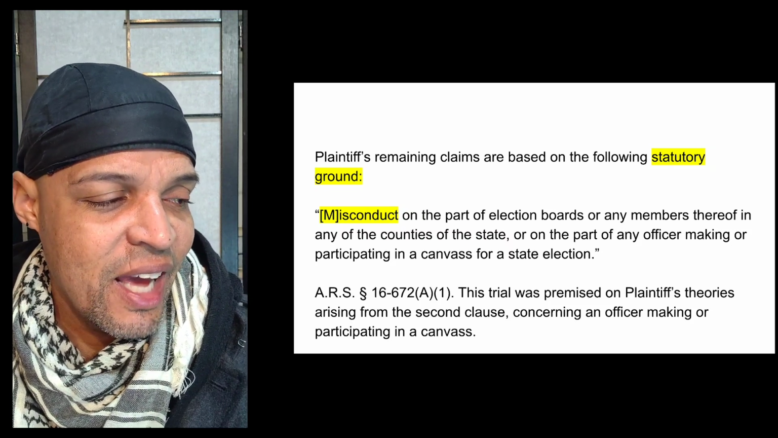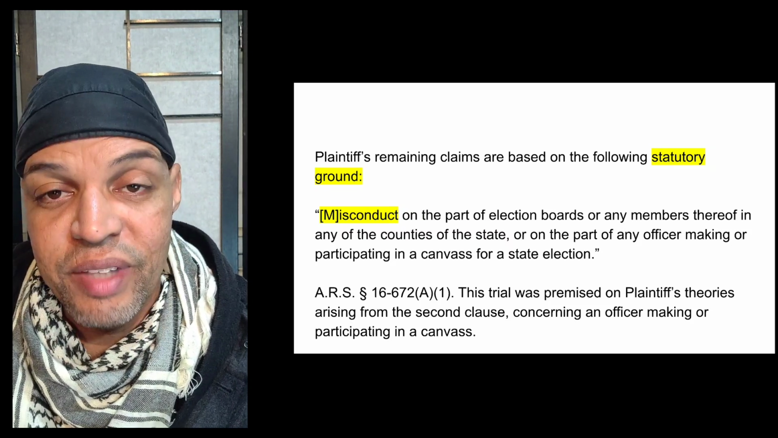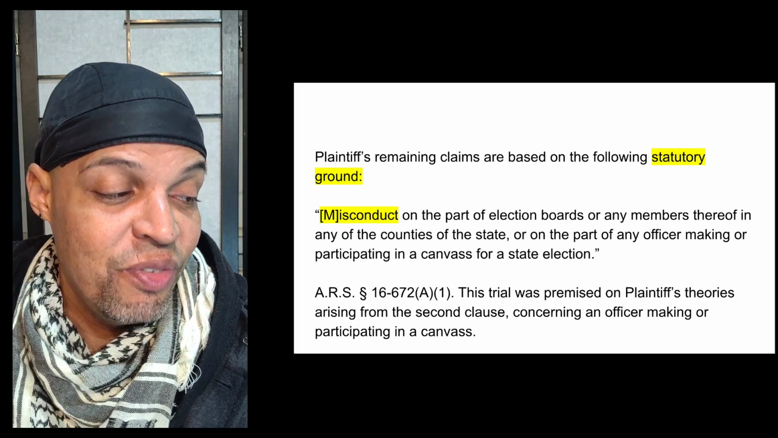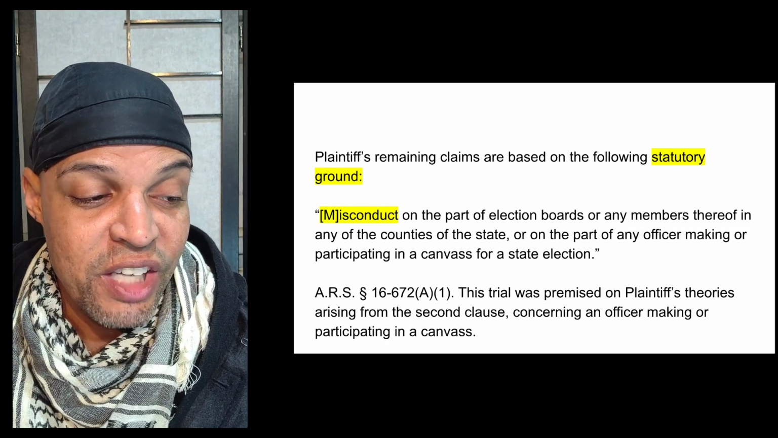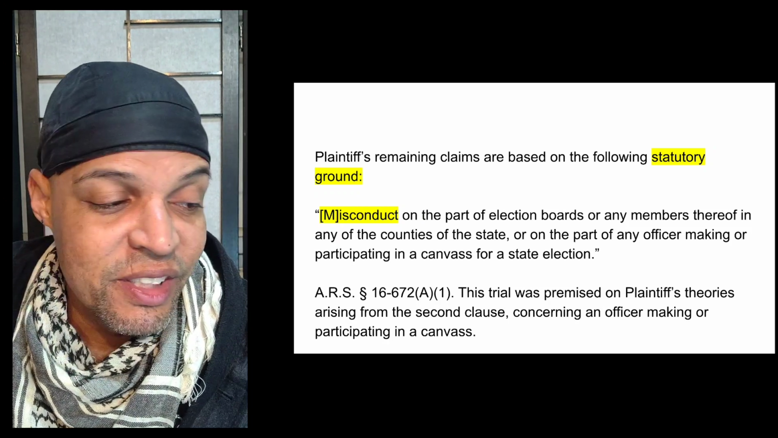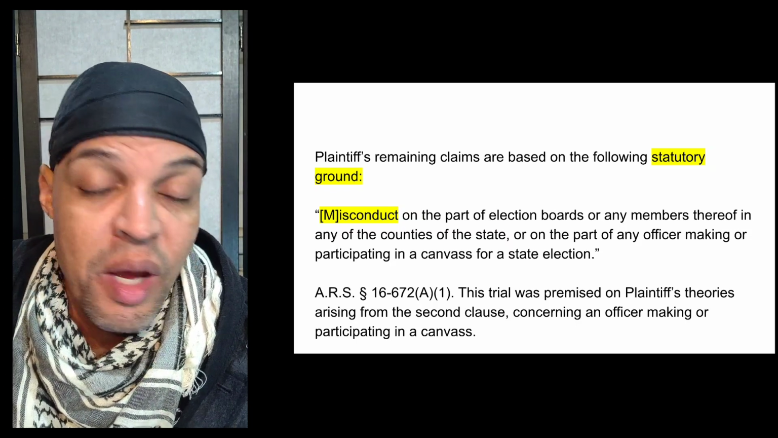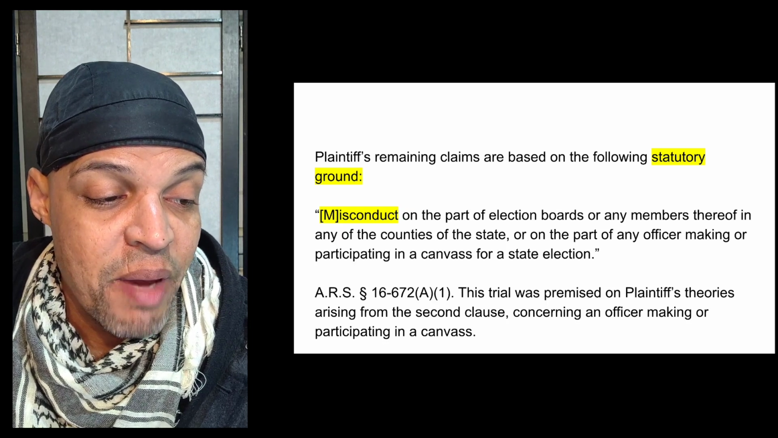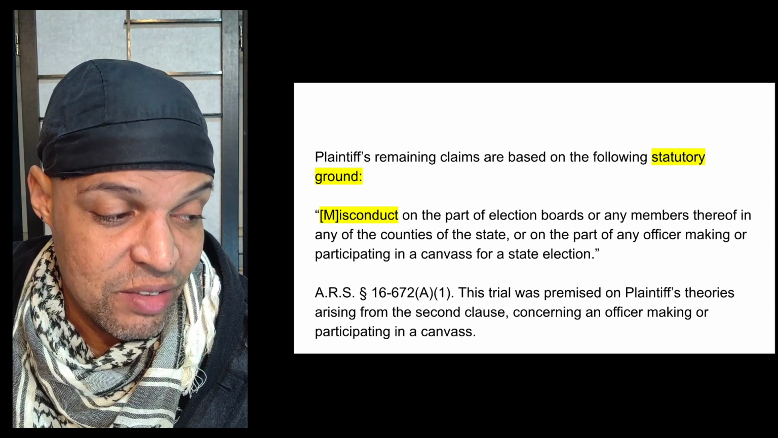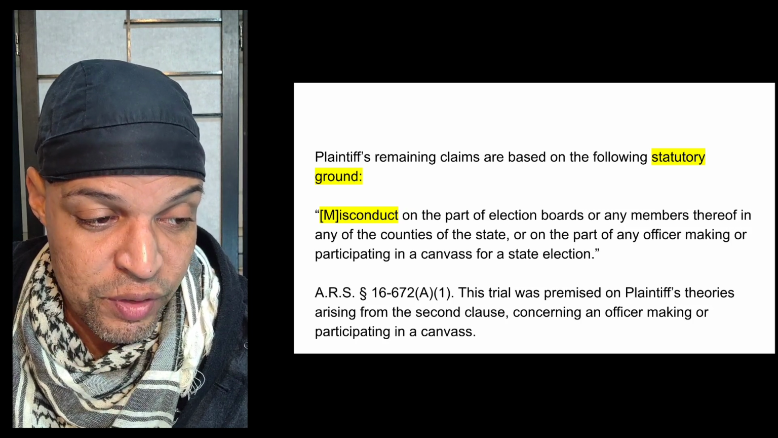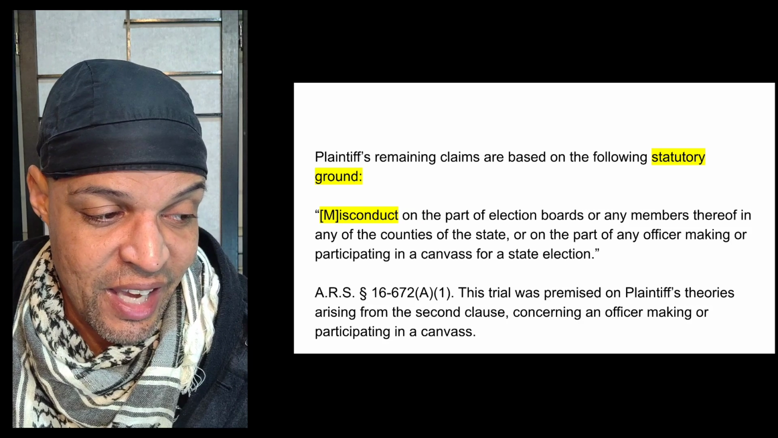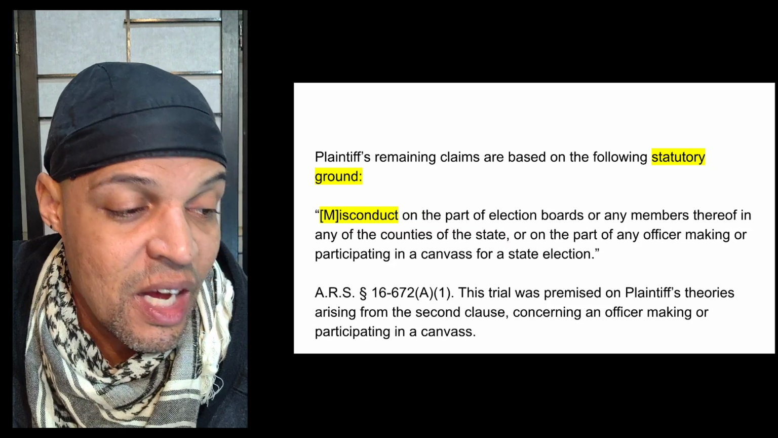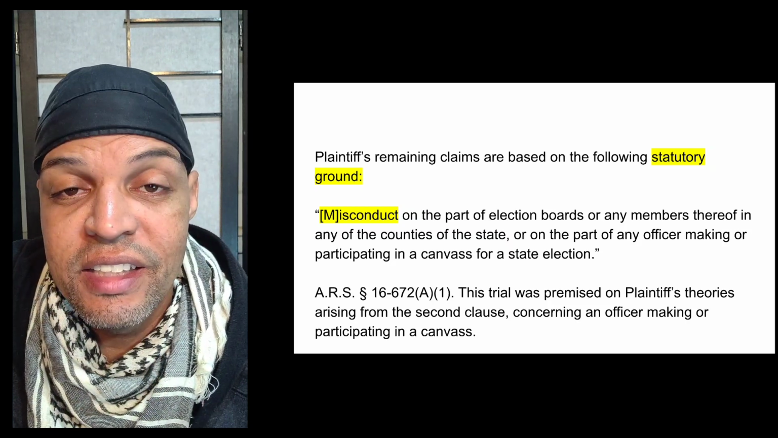All right, and then we got another highlight, right? Misconduct, that's what they're focused on. So flip that and put in maladministration. If it reads like misconduct on the part of election boards, they're going to get away every time. The judge is going to dismiss this every time. But if you throw in maladministration on the part of election boards or any members thereof, in any of the counties of the state, or on the part of any officer making or participating in a canvass for state election, right? Maladministration, that's the key word. Not misconduct. You need to put in maladministration. And in this case it would have been done, man.